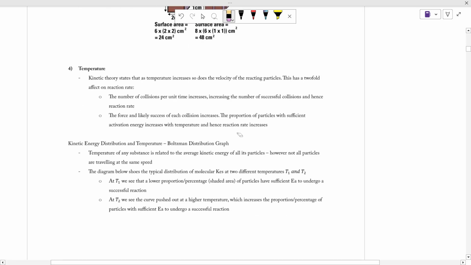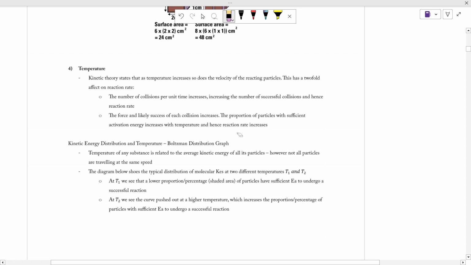Fourth thing we have is temperature. So kinetic theory states that as you increase temperature, so does the velocity of the reacting particles. That kind of goes back to kinetic energy. EK is equal to half mv squared, but this actually has a twofold effect on the reaction rate, right?